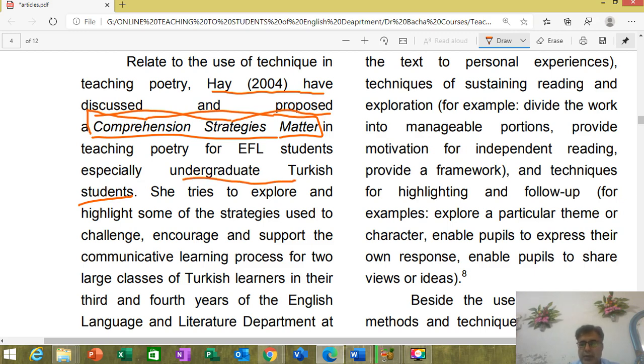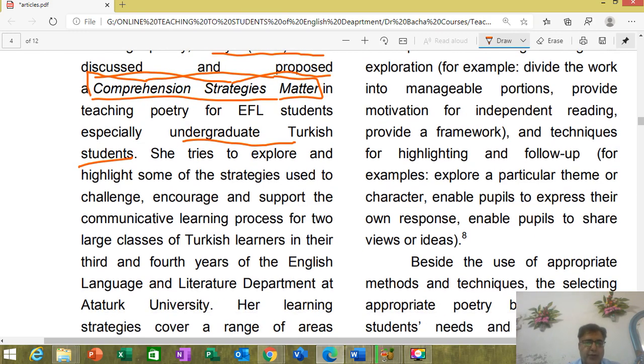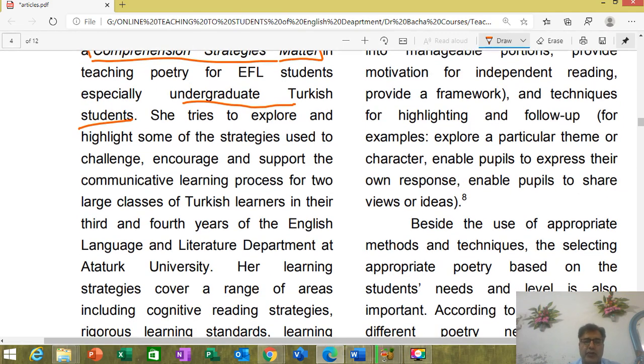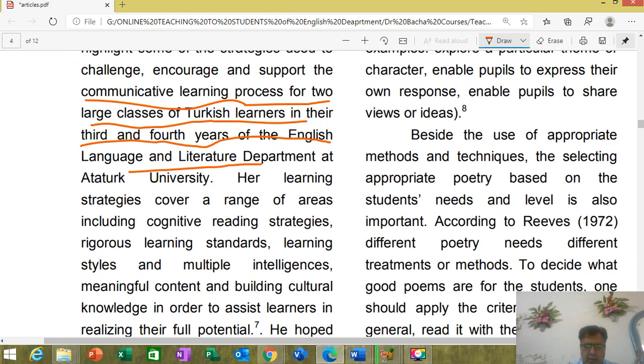undergraduate students in Turkey. She tries to explore and highlight some of the strategies used to challenge, encourage, and support the communicative learning process for two large classes of Turkish learners in their third and fourth years of the English language and literature department at Atatürk University.